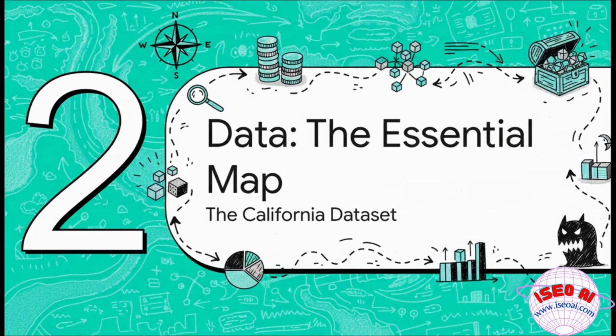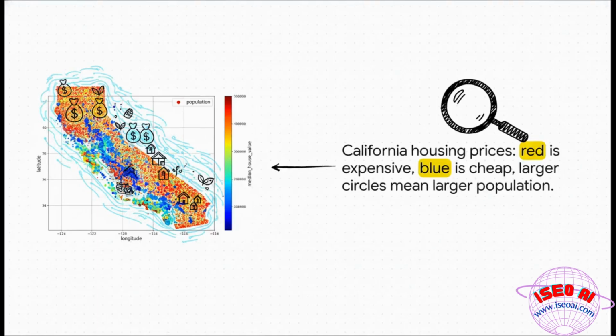Okay, so we've got our mission. Now what? Well, now we turn to the single most important thing for any data scientist: the data. If this whole thing is a quest, then the data is our map. It's going to tell us where we are, where we can go, and what kind of treasure or dangers might be hiding along the way. And boom, here it is. This is our map. It's a look at the 1990 California census data.